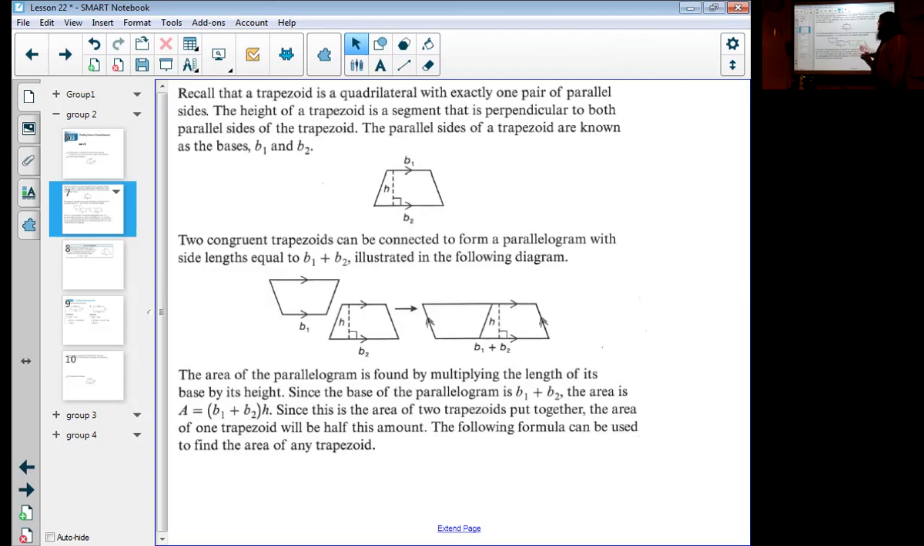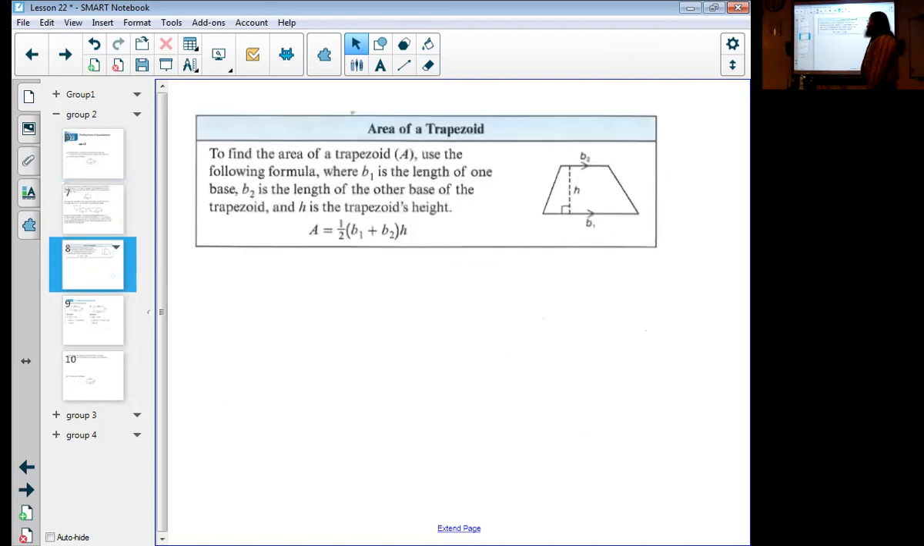And then we just talked about in part 1 that the area of a parallelogram is base times height. Since the base of the parallelogram is base 1 plus base 2, the area is base 1 plus base 2 times height. This is the area of two trapezoids, because remember we doubled it in the beginning, when we flipped the other one over. So we need to divide that by 2. So the area of a trapezoid is 1/2 times base 1 plus base 2, times height.